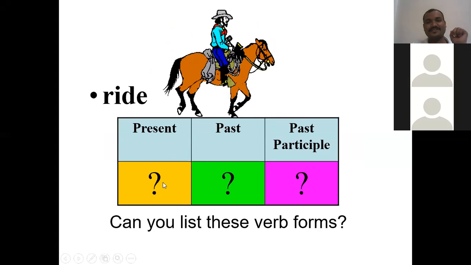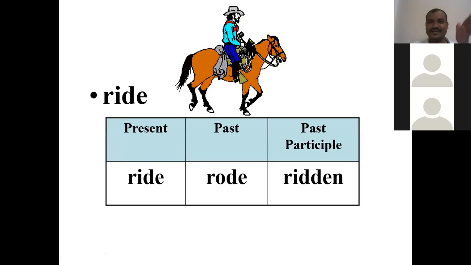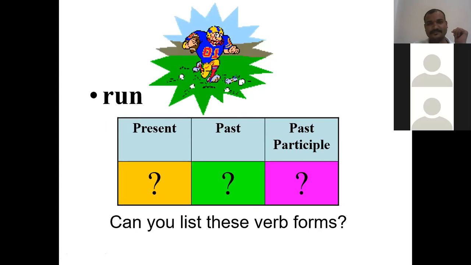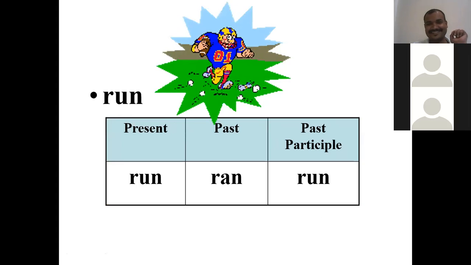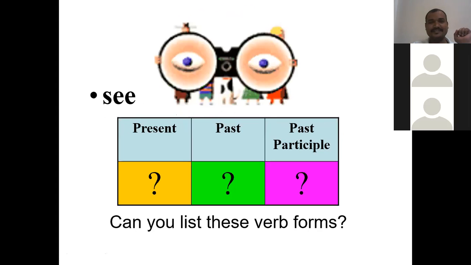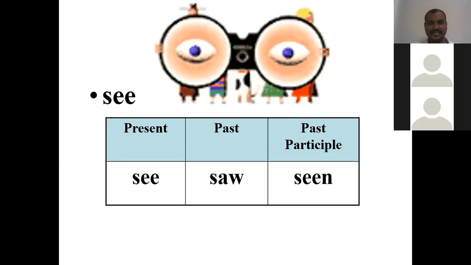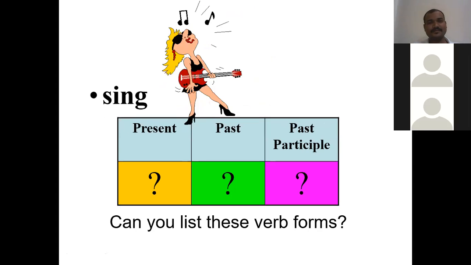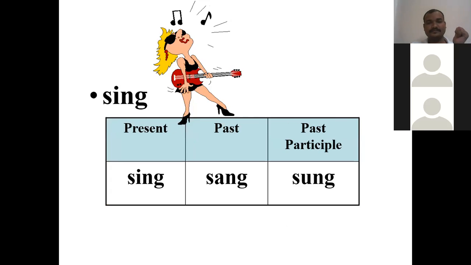What are the three? Ride, rode, ridden. Ride, rode, ridden. Yes. Next. Run, ran, run. Okay. Correct. Next. See, saw, seen. Great. Sing, sang, sung. Sing, sang, sung. Next.